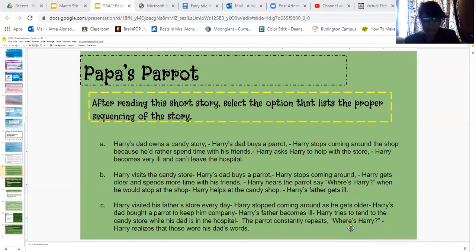So use the process of elimination. Remember, pick out the one that you know 100% is not correct. That way it leaves you with two other options, and you'll have a better chance of answering properly. I'm going to ask you to pause the video and really think through it, read it one more time, and see which one would be your answer, A, B, or C.